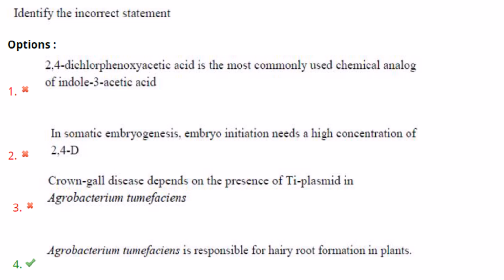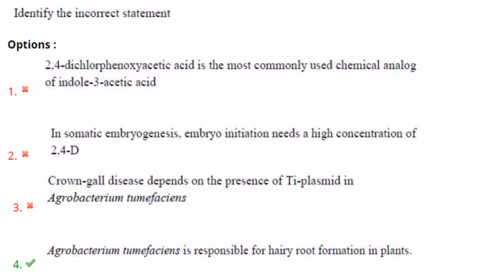Then next one, identify the incorrect statement. 2,4-D or 2,4-dichlorophenoxyacetic acid is the most commonly used chemical analog of indole 3-acetic acid or IAA. Now 2,4-D is a synthetic auxin, and IAA is the naturally occurring one. So 2,4-D is a chemical analog of IAA. That is a correct statement, but that is not our answer.